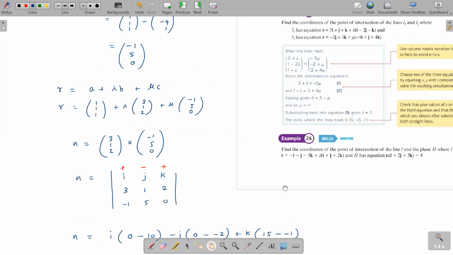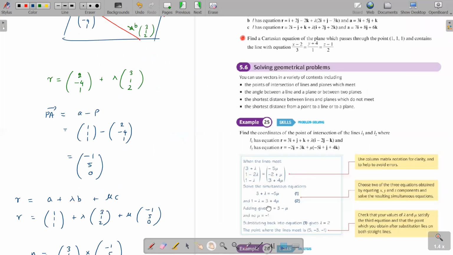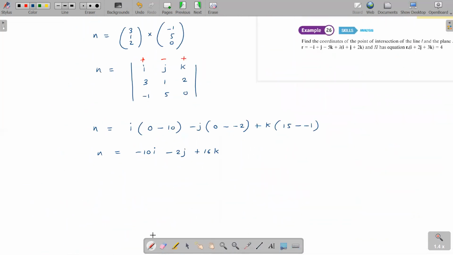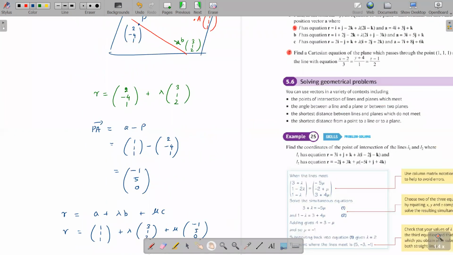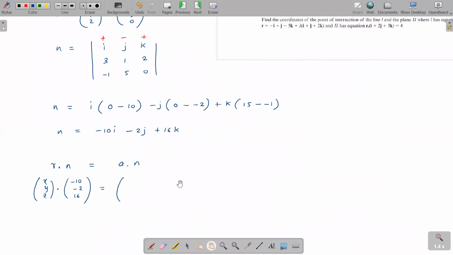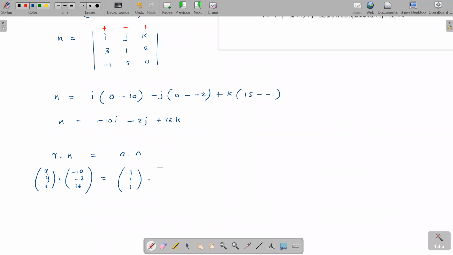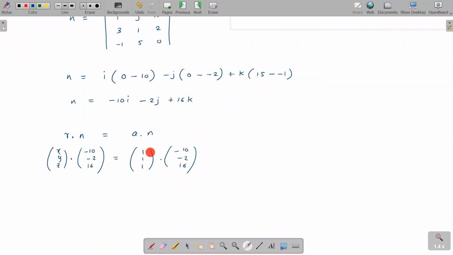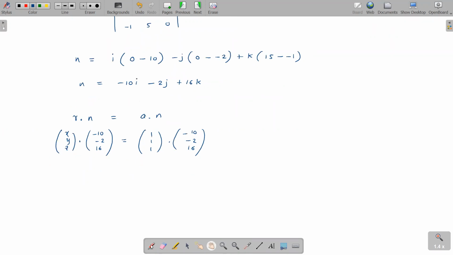Then we are supposed to get the equation in which form? Find a Cartesian equation. That means we need to get the full value. r dot n equal A dot n. So for r, we use (x, y, z) dot n, which is (minus 10, minus 2, 16), equal A dot n. Who is A? A was (1, 1, 1). We could use either (1, 1, 1) or (2, minus 4, 1). Yeah, it's easier to multiply. n is (minus 10, minus 2, 16). Basically you could use anything; the answer will be the same. Even if you use the other position vector, any of them would be okay.